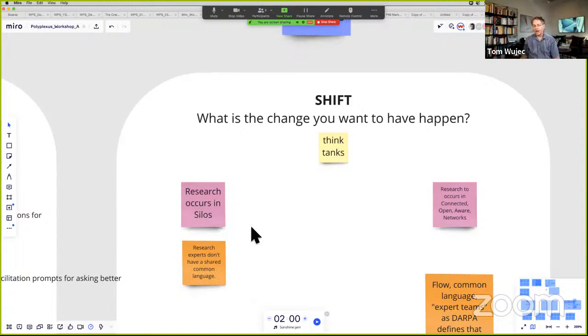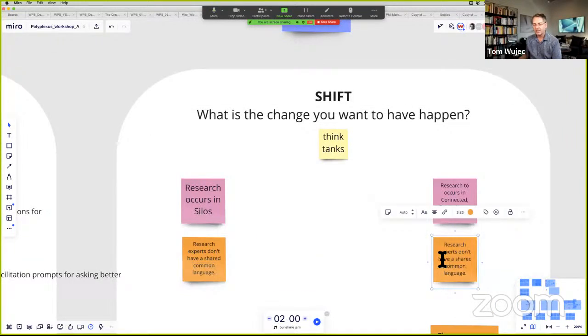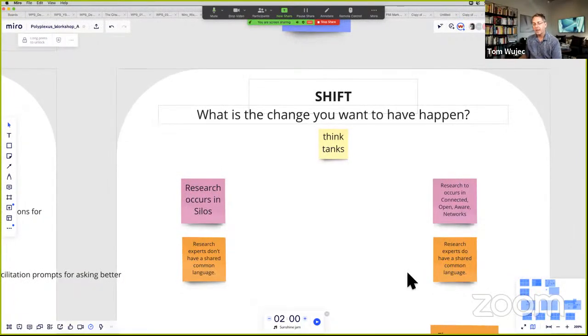Right. So that's what this systems Rosetta Stone is all about, so that it is easier for them to do that. Okay, so here's what I would do as a facilitator: rephrase this. And so say research experts do have a shared common language. Yep. And I'd also want to know whether this is a means to an end or an end itself.